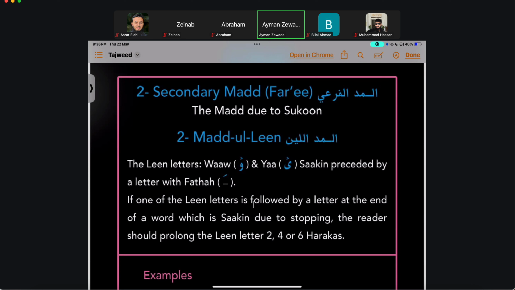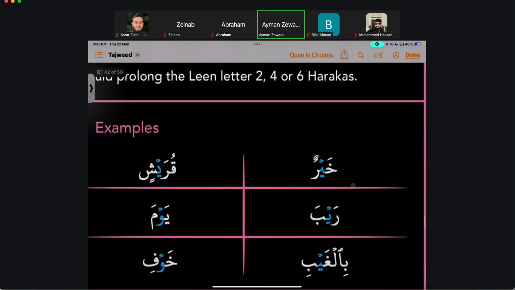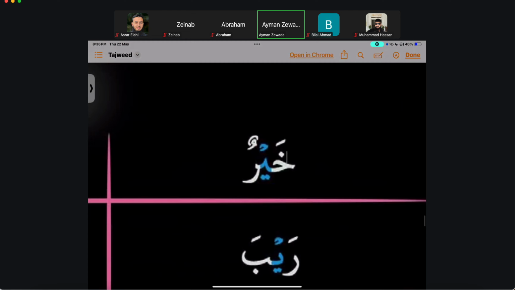If one of the Leen letters is followed by the letter at the end of a word, which is sakin due to stopping, same as above, then the reader should prolong the Leen letter to 2, 4, or 6 harakats. Very, very similar to the one above. For example, over here, the word khayr. If I'm going to keep going as usual and not stop on this word, for example, قال ما مكني فيه ربي خير فأعينوني بقوة. Surah Al-Kahf.